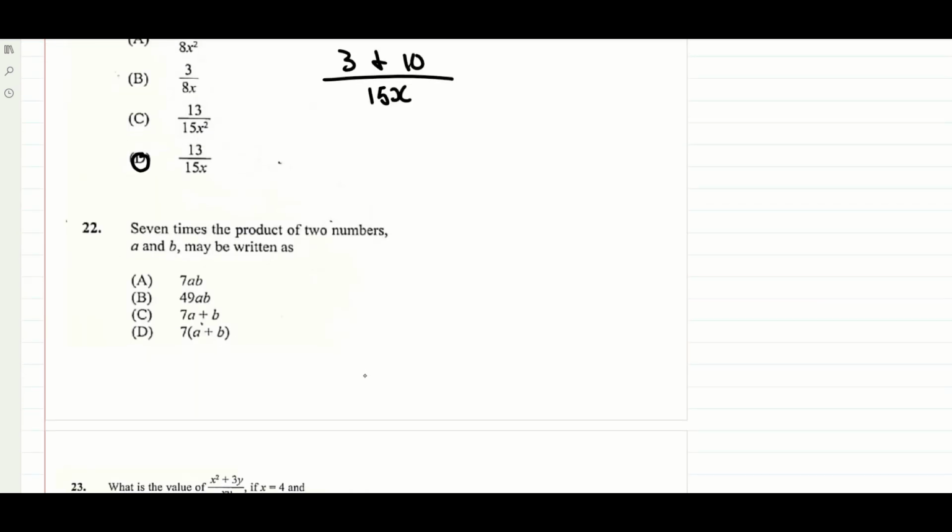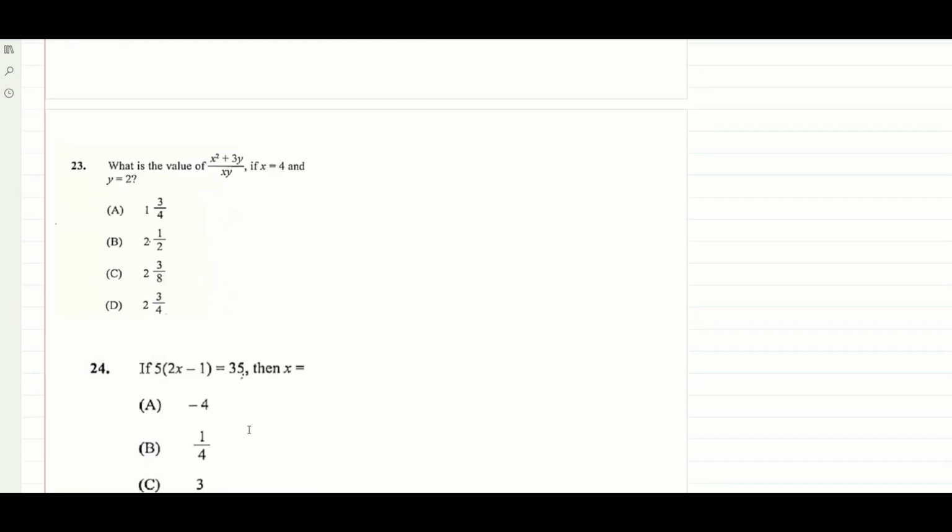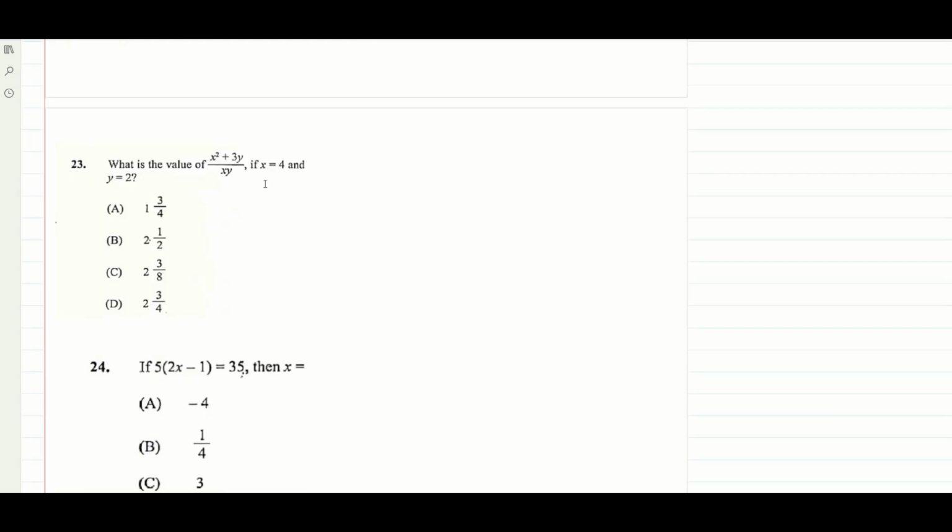Right? Let's look at this. 7 times means multiply, the product of two numbers, which the product of two numbers a and b is a multiplied by b, is 7ab, so the answer would be A. Right, let's look at number 23. What is the value of this if x is 4? So we did something like this and the answer was 2 3/4, but let's look at it. They said it would be 4 squared plus 3 by 2 all over 4 multiplied by 2.